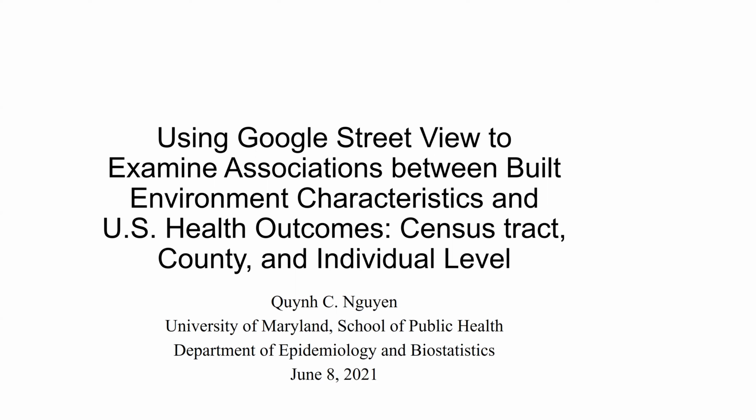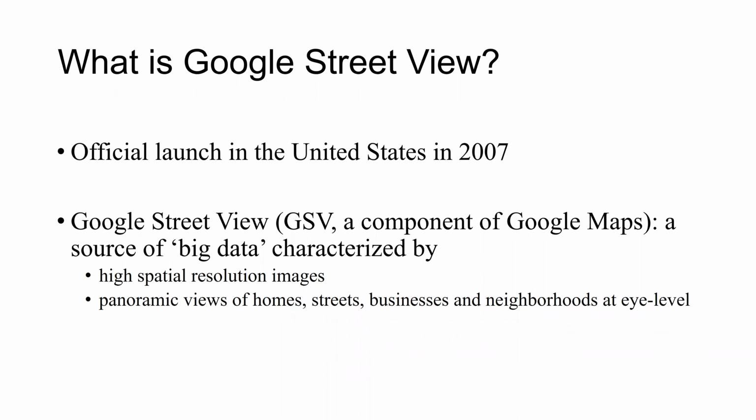So for this presentation, I'm actually going to go over about 4 years of work with Google Street View, carrying through some iterations that we did with this data source. Google Street View is a component of Google Maps, and it was relatively newly launched compared to other data sources in 2007. It's characterized by high resolution images and eye level views of things that, as a social health researcher, I'm interested in. So the built environment, the neighborhood environment. So you see homes, businesses, schools, streets.